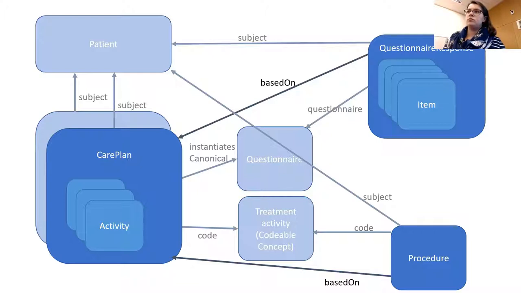You make a good point, though, Mike, that for different parts of the application functionality, we need different parts of this data model. So to show the calendar, for example, that I showed a screenshot of, we need the care plan, the questionnaire response, and the procedure.